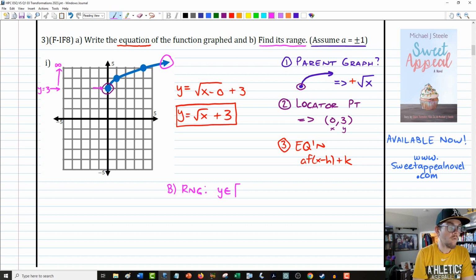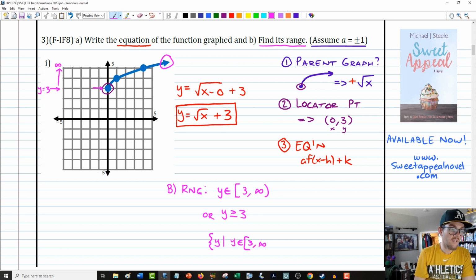So for range, I would say that this is going to be y as a member of, and then we would include that first y value, which was 3, and then progress on to infinity. Now, if you prefer to use inequality notation, you could also say that y is greater than or equal to 3. It's up to you how you want to approach it. And then there's always the possibility you could use a fancier version of the notation and say it's the set of all y such that y is an element of [3, infinity).